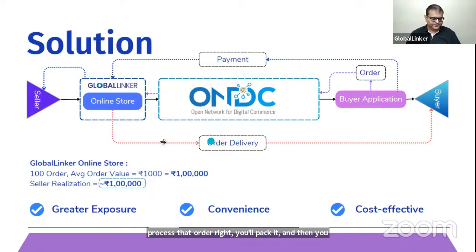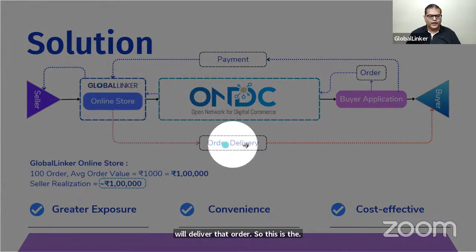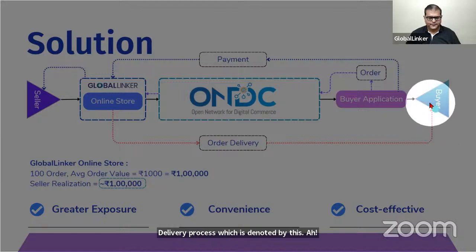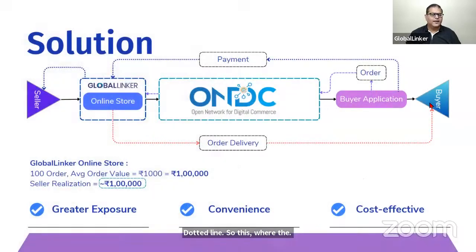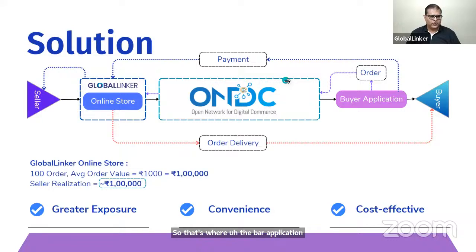So this is the delivery process, which is denoted by this dotted line. This is where the order gets delivered to the buyer. Now, the moment you have updated the status of the order, if you are using the integrated logistics like ShipRocket or Mamachip, that's where it will get updated automatically. But even if you are using a third-party logistics, the moment you have updated the status of the order as delivered, that's where the buyer application will initiate the payment disbursal process.